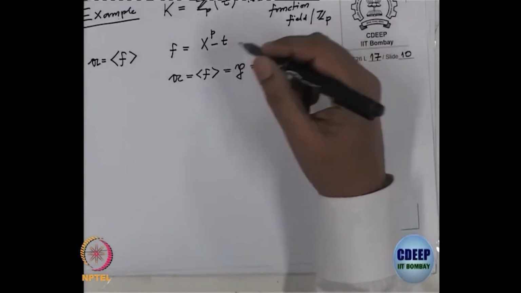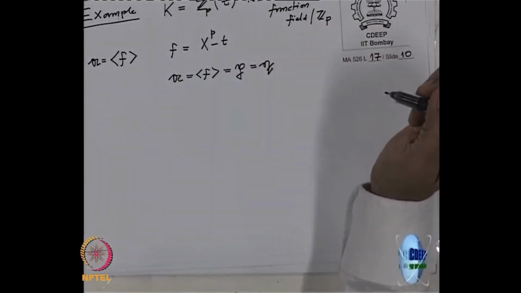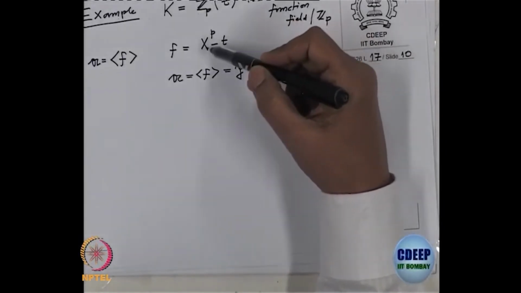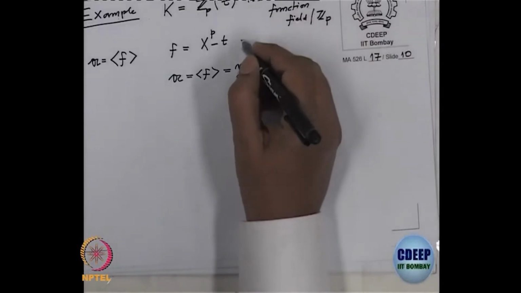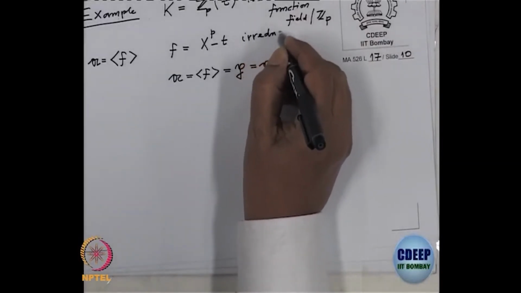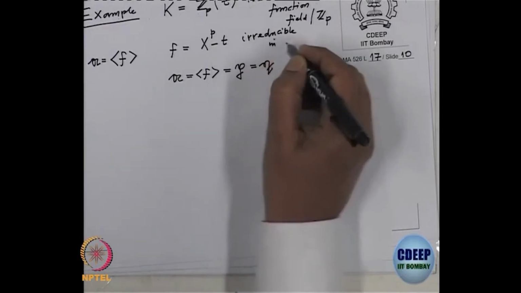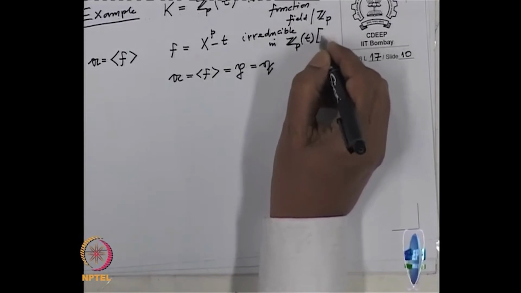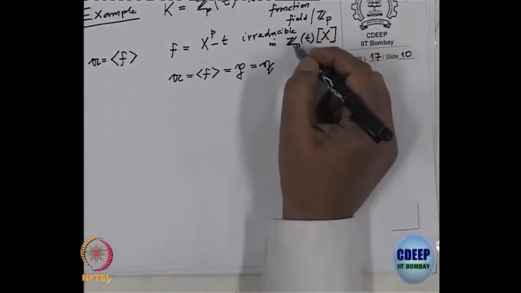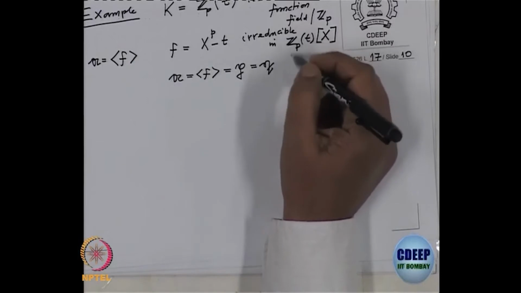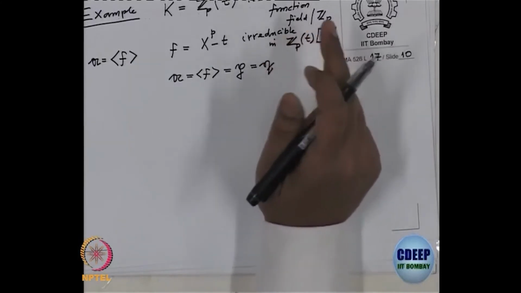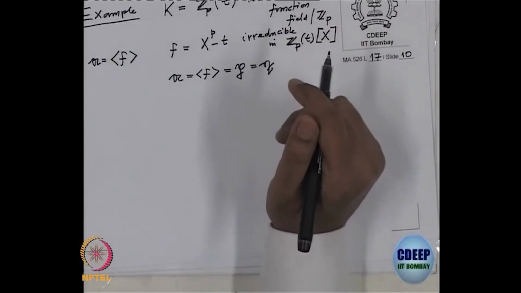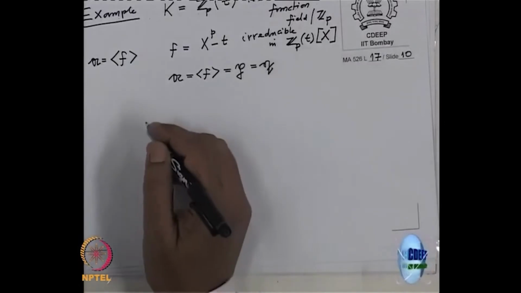Note that P is a prime ideal because f is irreducible. f is irreducible because t doesn't have a p-th root. So, this is irreducible in Z mod p (t)[x]. This field is not perfect, it is Z_p(t), because you see, if you take the p-th power map, the t doesn't have p-th roots.